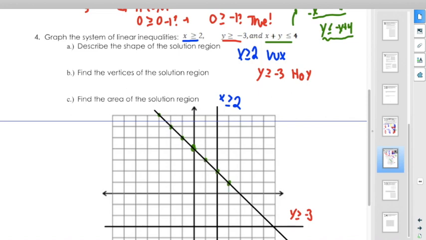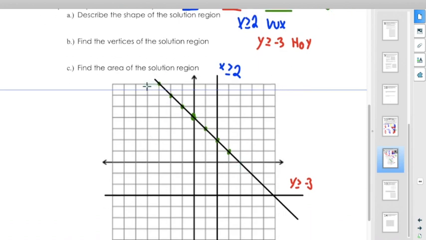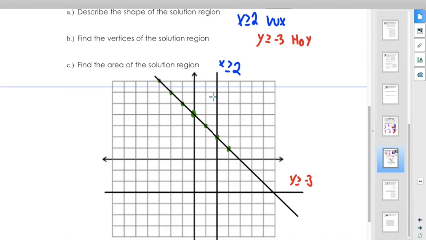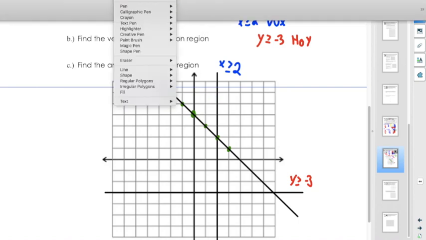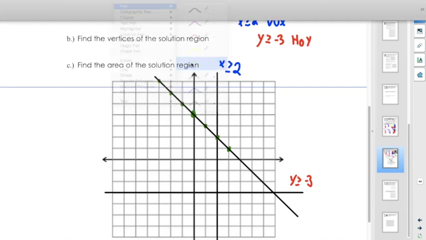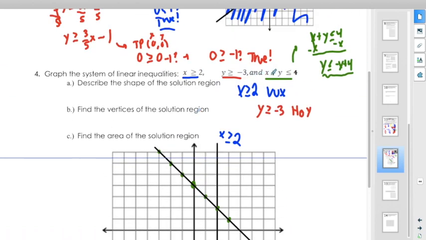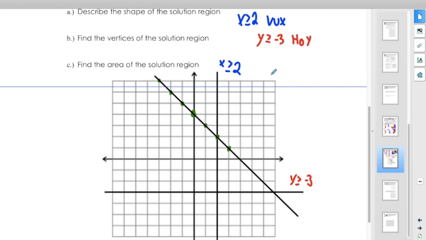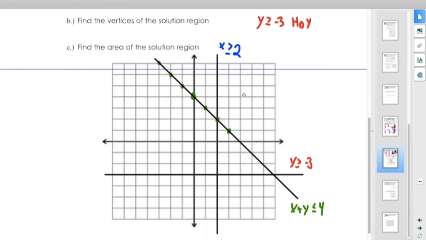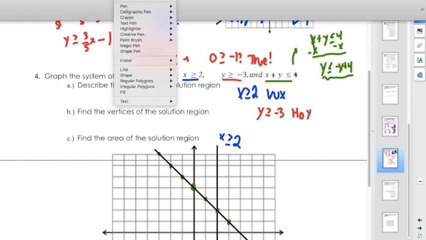Just like so. Make sure you guys are putting arrows on yours. I'm just not because it's very hard on the computer. And again, what is this line? The original equation was x plus y is less than or equal to 4. Okay, we have all 3 of these graphed, but how do I know where I'm shading? I got to do my test points for each one.